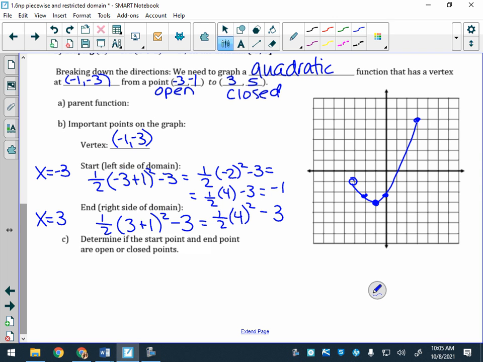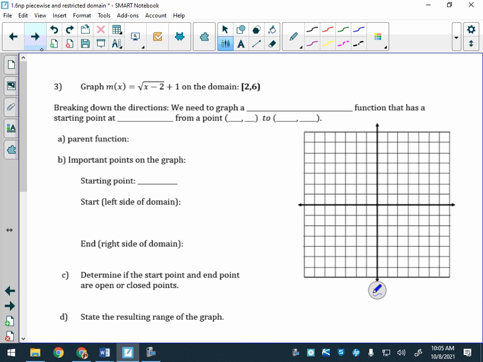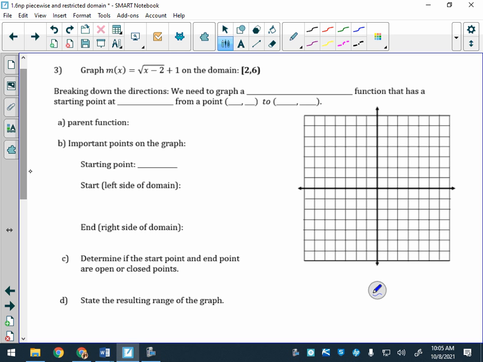And the last one we're going to try together, actually the last two. Number 3 is what type of function? Kate R. Number 3, when you get there. Yep. Square root function. Okay. It is the square root function.